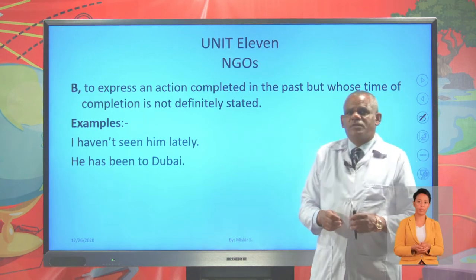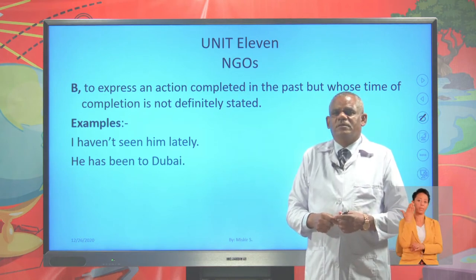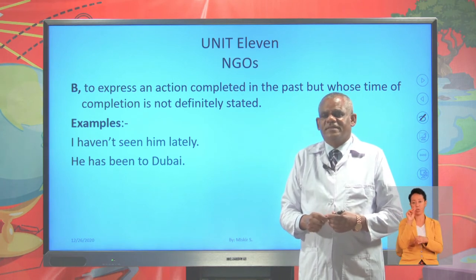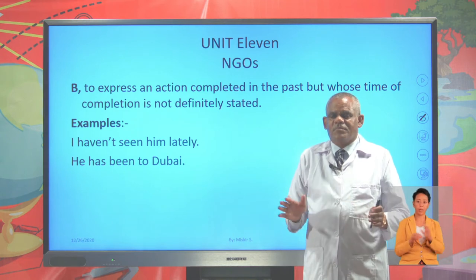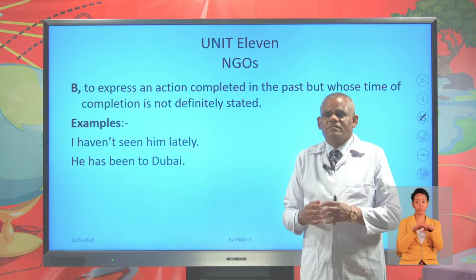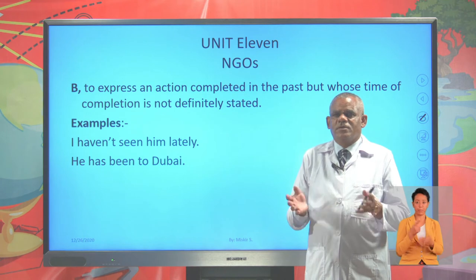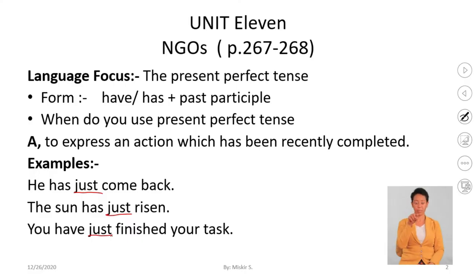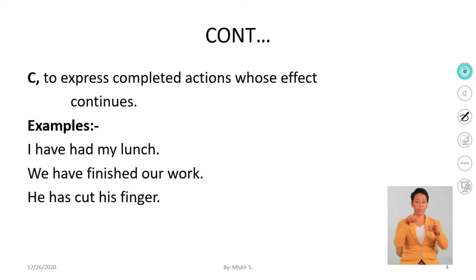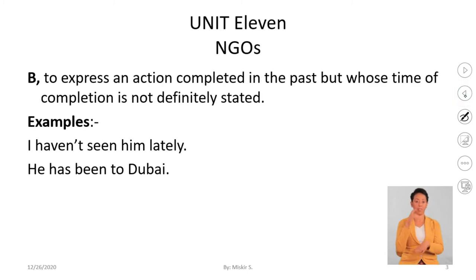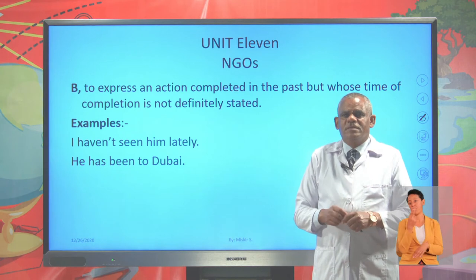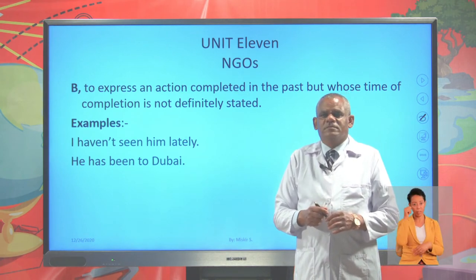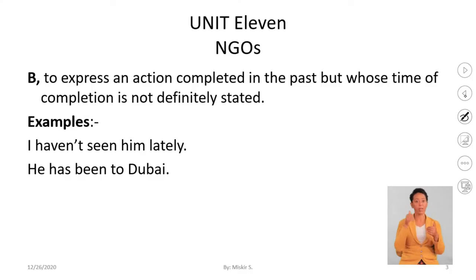The next one is to express an action completed in the past, but whose time of completion is not definitely stated. You see, the action is already completed, right? In such a case, no time is set, so you can use the present perfect tense. For example, I haven't seen him lately. So don't say I haven't seen him this morning, this afternoon, or at a previous time. That means there is no need to use a definite time. Another example: he has been to Dubai, but we don't know where he is now. This is the second function of the present perfect tense.